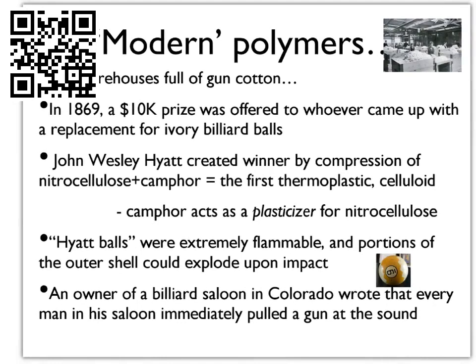this gun cotton. And they had a $10,000 prize offered up to whoever came up with a replacement for ivory billiard balls. And so this fellow, John Wesley Hyatt, created the winner of this contest by compression of this nitrocellulose, the stuff that burns very easily, plus camphor. And this created what's called the first thermoplastic, which is celluloid. And celluloid is a very historically important material.